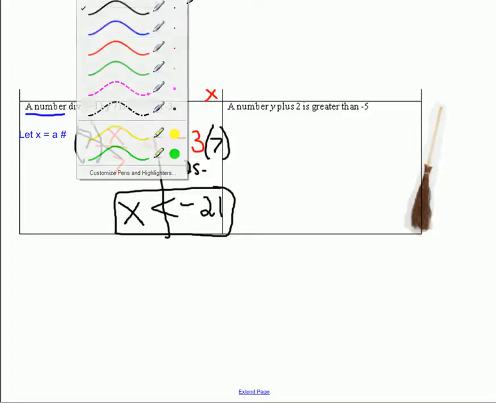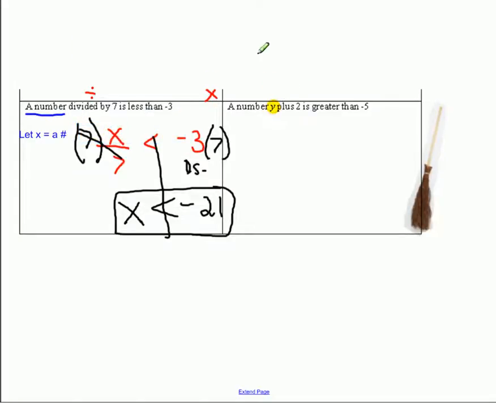The next one, they told me what letter to use. They told me to use the Y. So a number Y plus 2 is greater than -5. All right, I'm going to read that one more time to myself. A number Y plus 2 is greater than -5. All right, draw my line down. Here we go. This is an adding problem. To undo it, I need to subtract. What am I subtracting? I'm subtracting this 2 because that is the number closest to my variable. I want to get that away.